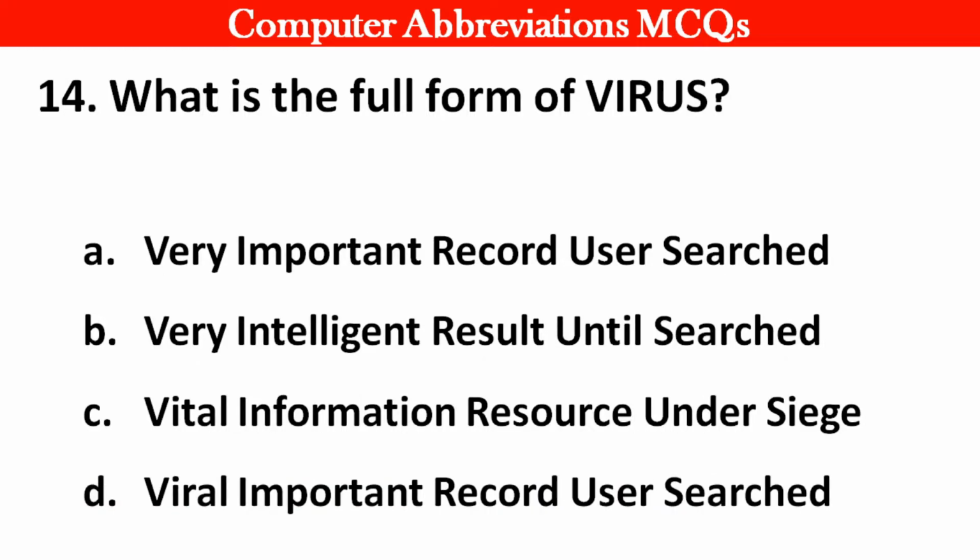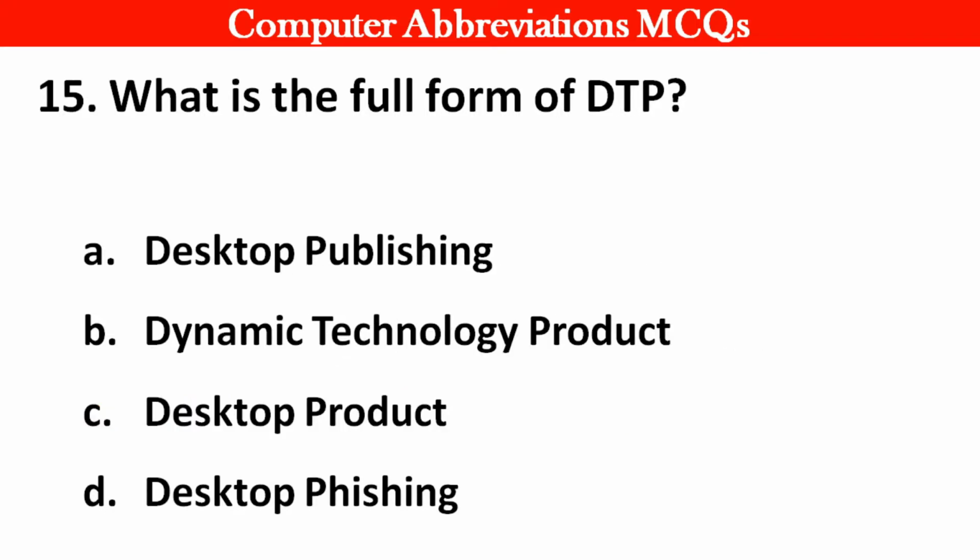Next question. What is the full form of virus? Right answer is option C, vital information resource under siege. Next question. What is the full form of DTP? Right answer is option A, desktop publishing.